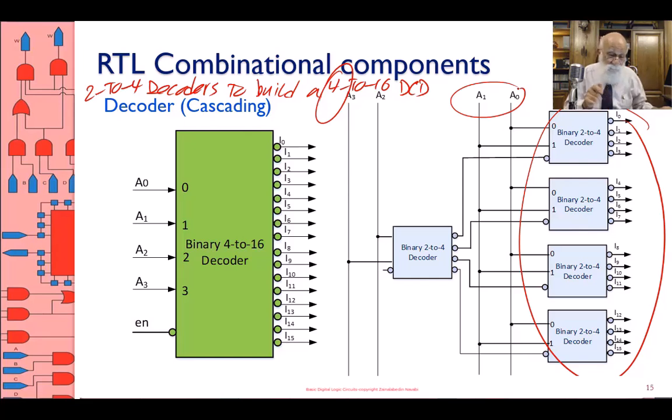And then I say, well, if A1, A0 is 0, 0, all 4 of them are going to make their output I0 active. All 4 of them at the same time. Okay?